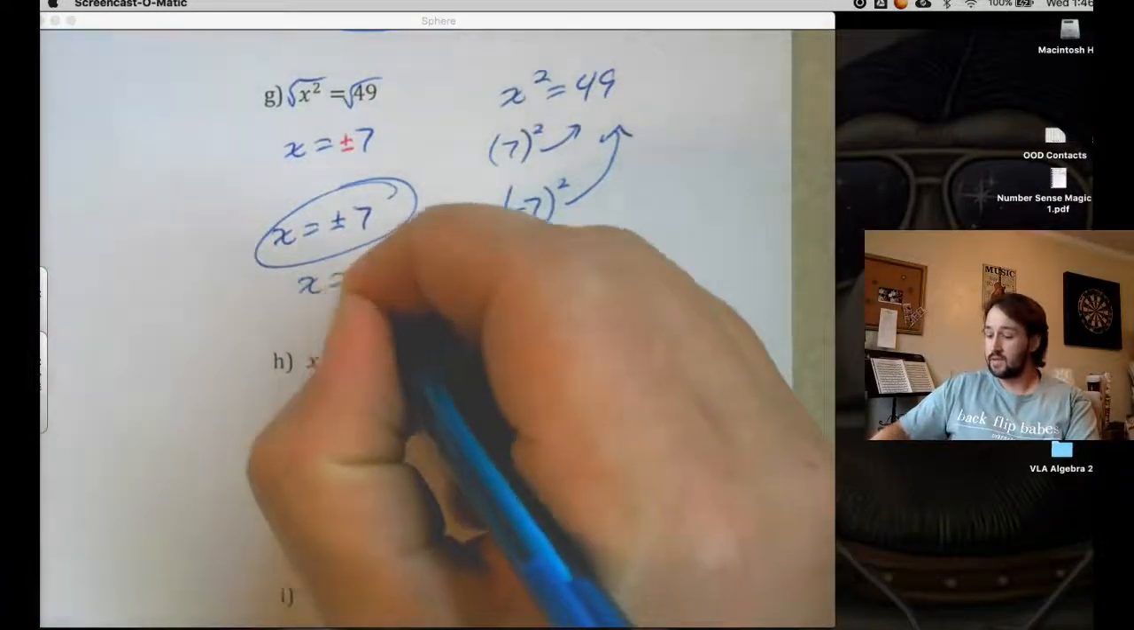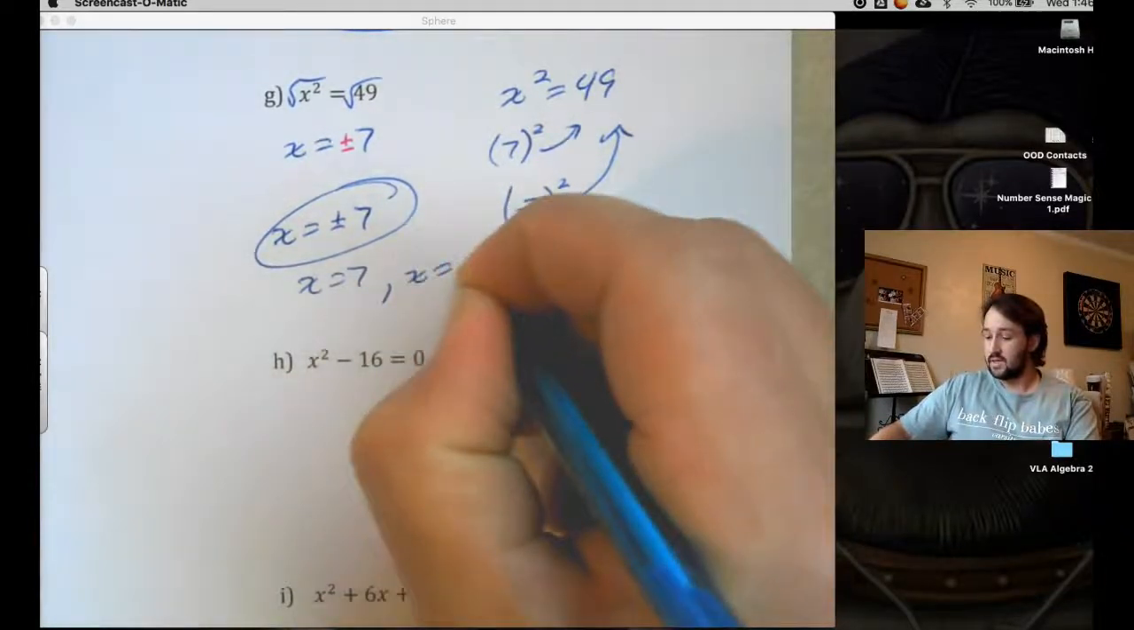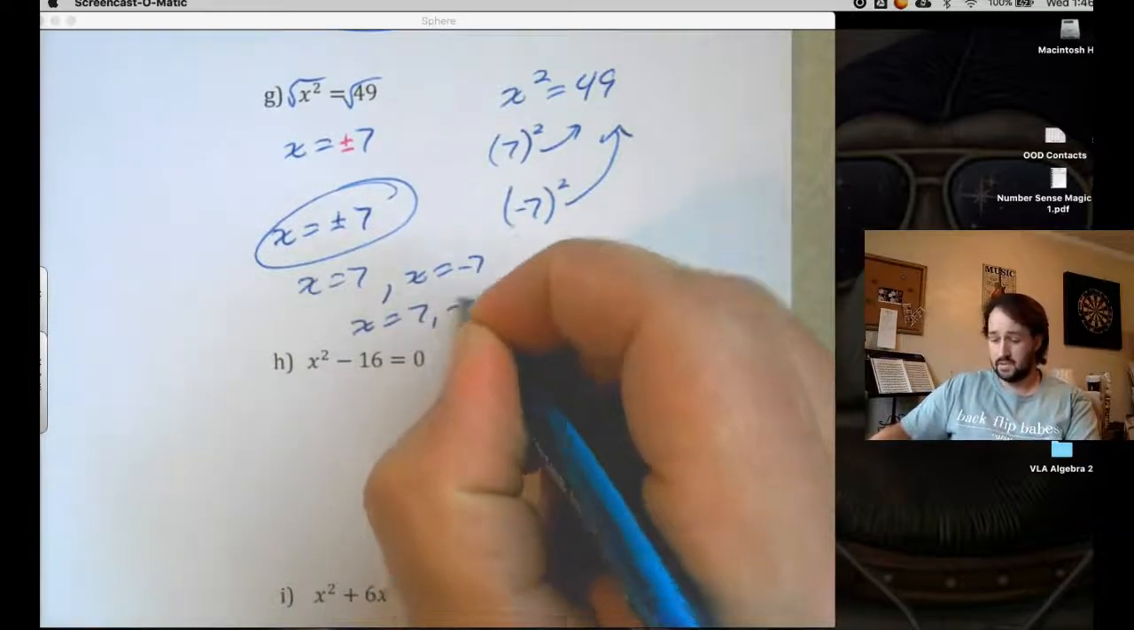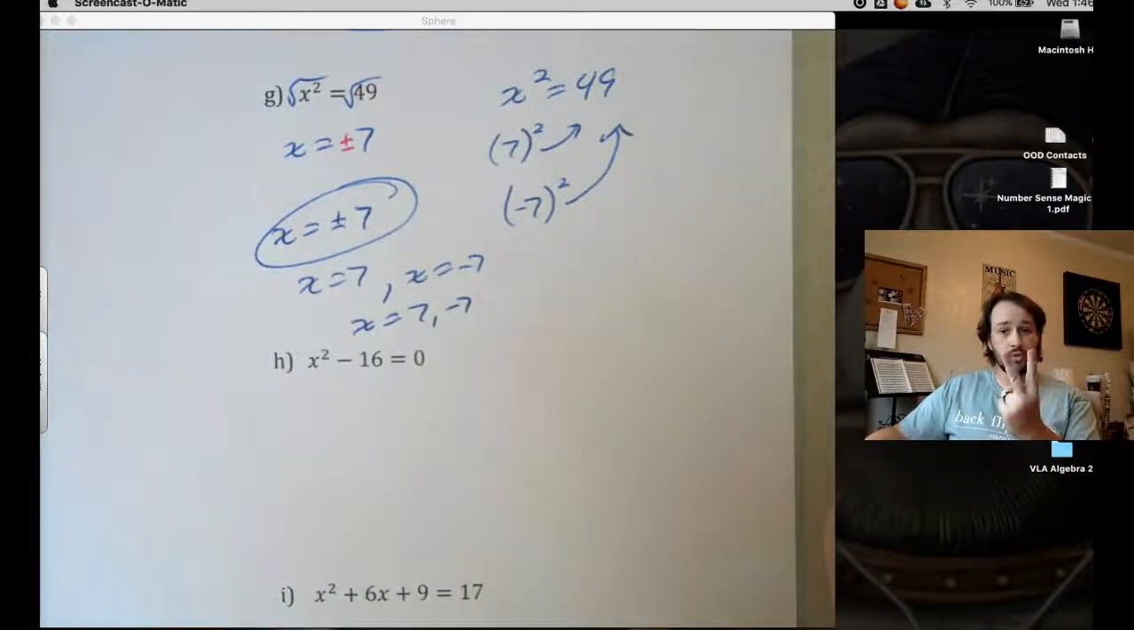You could also write it x equals 7 and x equals negative 7, or x equals 7 and negative 7. However you want to write that, there are two solutions. It's the positive 7 and the negative 7.